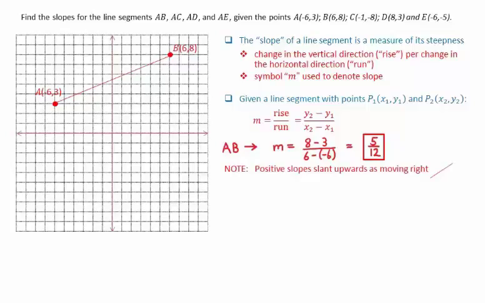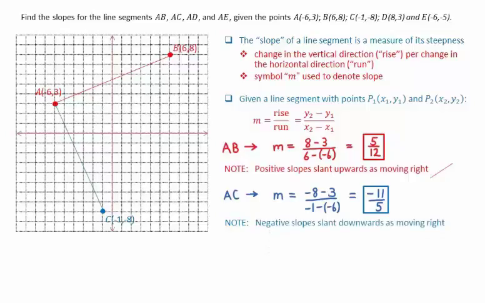Next, line segment AC. Here, we've already plotted point A. We must plot point C at (-1, -8). Again, using the formula for slope, y2 minus y1 is -8 minus 3, divided by x2 minus x1, -1 minus -6. This gives a result of -11/5 for the slope. And note here that negative slopes will always slant downwards as moving right.